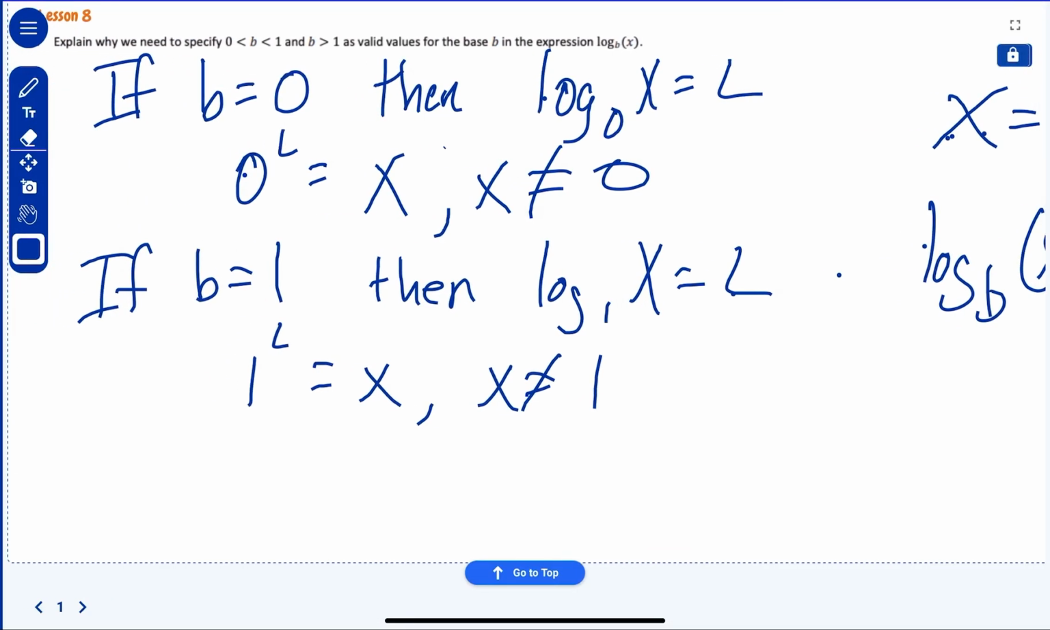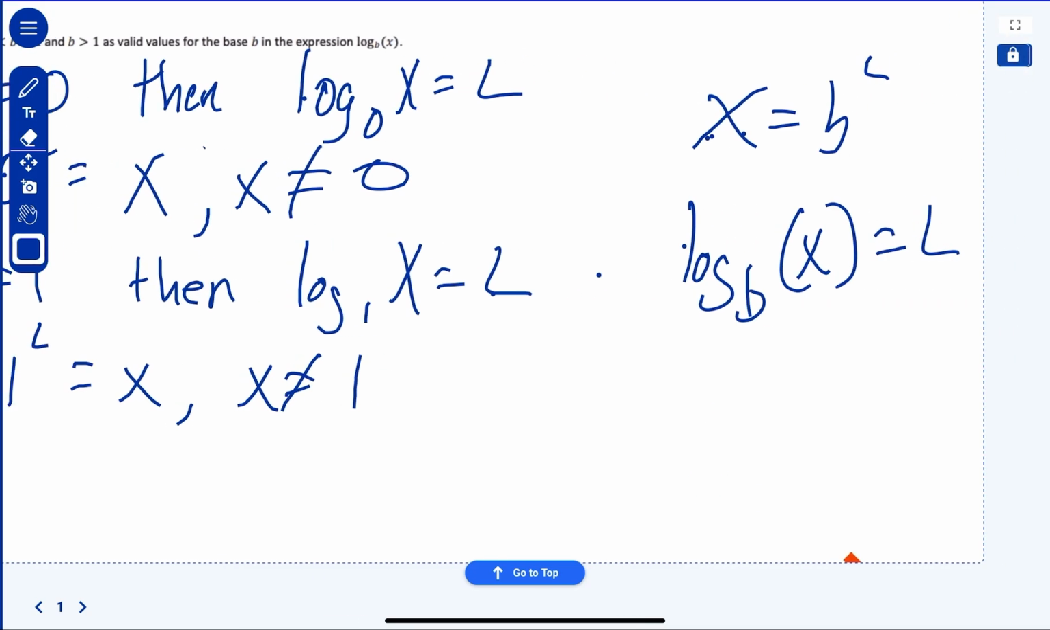This is Algebra 2, Module 3, Lesson 8. It says, explain why we need to specify that b has to be greater than 0 and less than 1, and b can be greater than 1 as valid values for the base b in the expression log base b of x.